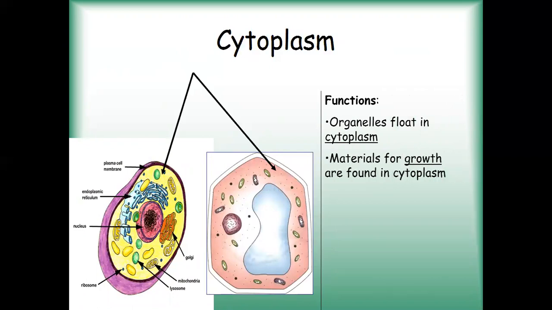Coming to the functions of cytoplasm, organelles float inside the cytoplasm. You can see all these organelles floating inside this cytoplasm, the semi-liquid fluid. Materials for growth are found in the cytoplasm. Whatever is required for our growth and development is always present in the cytoplasm. Besides this, the chemical reactions which take place inside the cell always take place inside the cytoplasm. The cytoplasm also expels waste through the cell membrane. Whatever is to be thrown out from the cell is expelled with the help of the cell membrane by the cytoplasm.